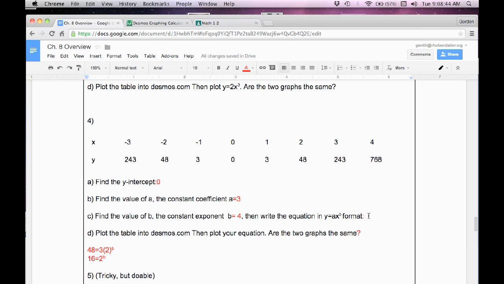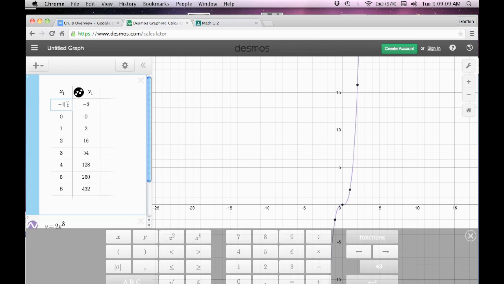So now we need to write the equation in y equals ax to the b format. So we say y is equal to a, which was 3, so we say 3x to the b, and then we figure out that our b was 4. So that's our equation. Now we're going to plot this into Desmos to see if we're correct. Negative 3, negative 2, all the way up to 4. So that's negative 3, negative 2, negative 1, 0, 1, 2, 3, 4.